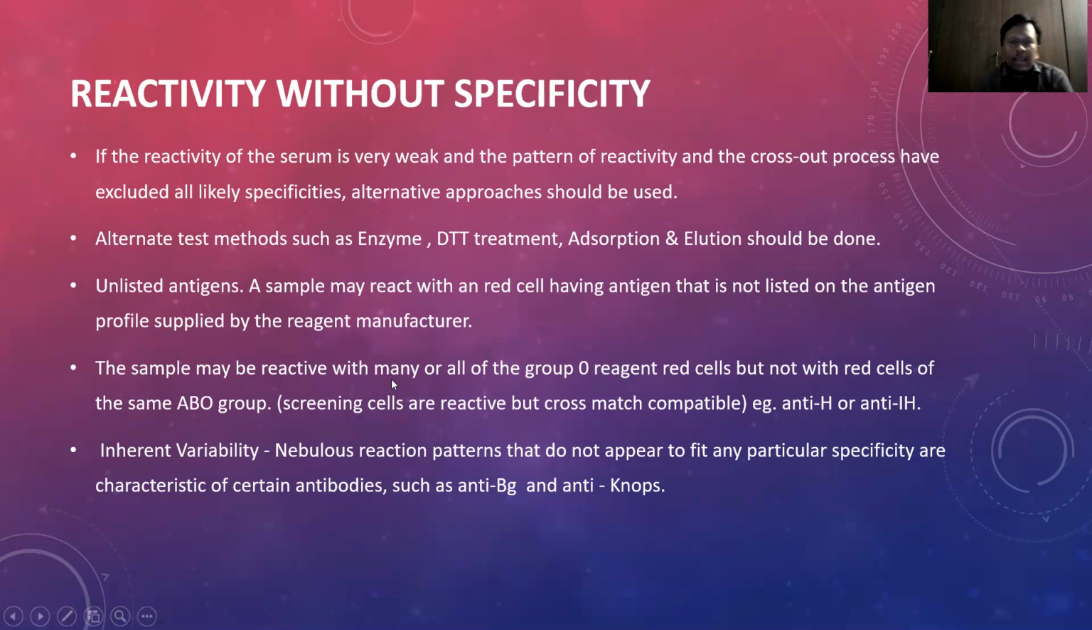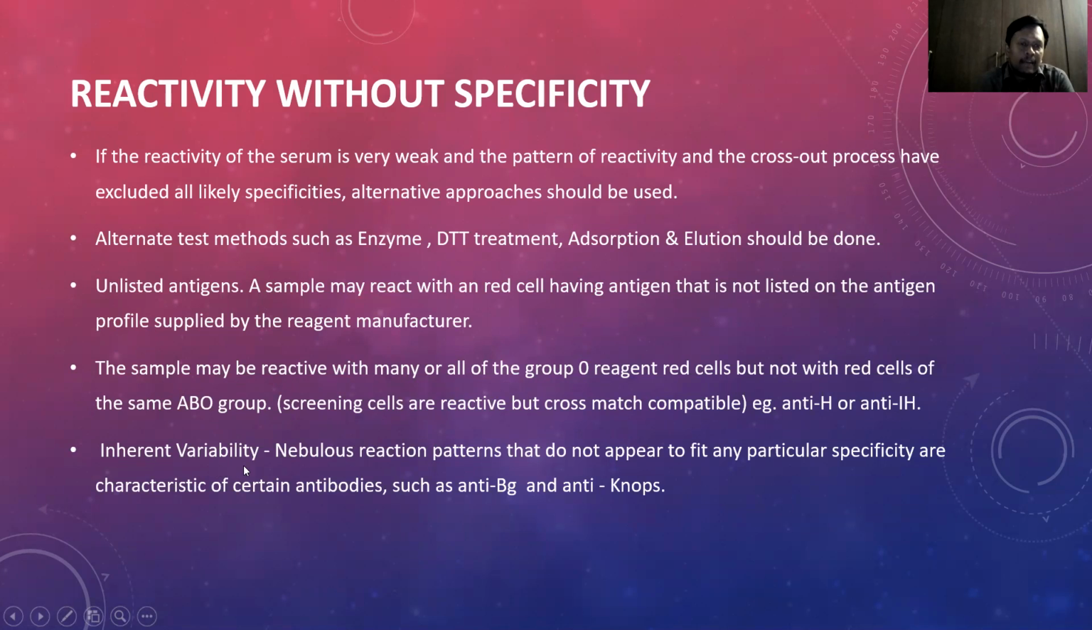The sample may be reacting with many or all of the group O reagent red cells, but not with red cells of the same ABO group. This is another issue we can see. Screening cells are reactive, but donor red cells, if you do cross matching, are compatible. This is mainly because of anti-H or anti-high-prevalence H antibody, which will react with the group O reagent red cells but will not react with any donor A or B cross match compatible cells.